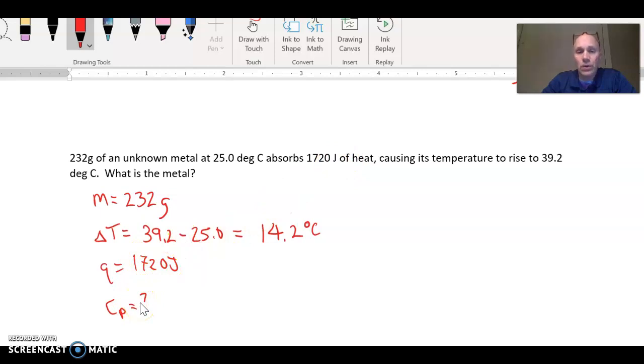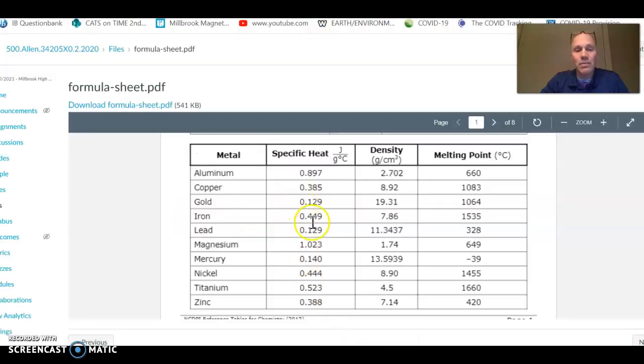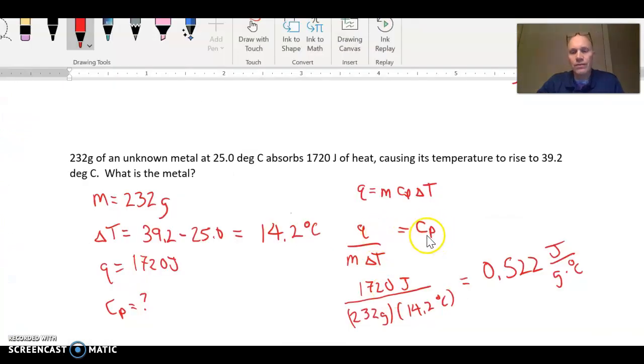The only thing in this equation that we don't know is Cp. If we can calculate the specific heat, remember that's a property of a particular material, all we have to do is go back and compare it to these numbers right here, and we could figure out which material that is. Rearranging for specific heat, we get this expression right here. Then we plug these values into that expression, calculate our value, and we get a specific heat of 0.522.